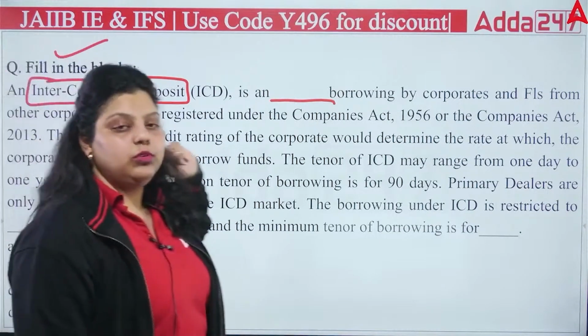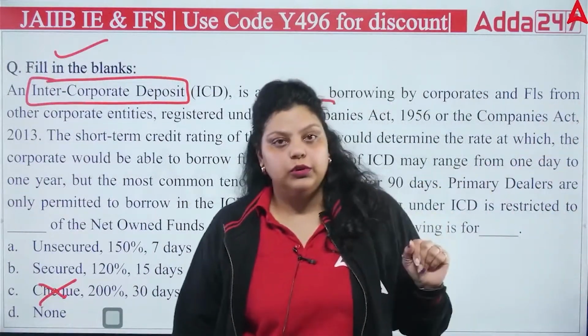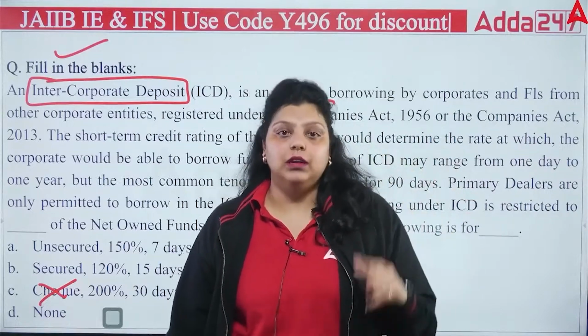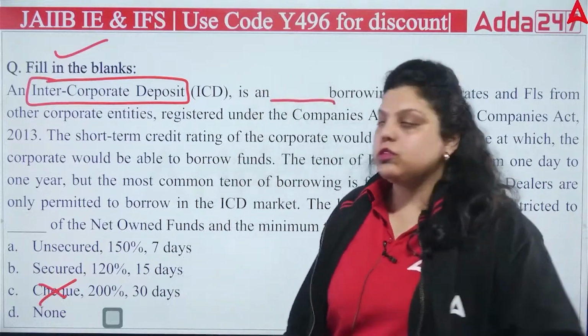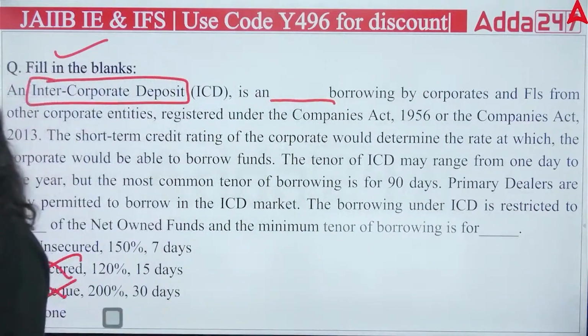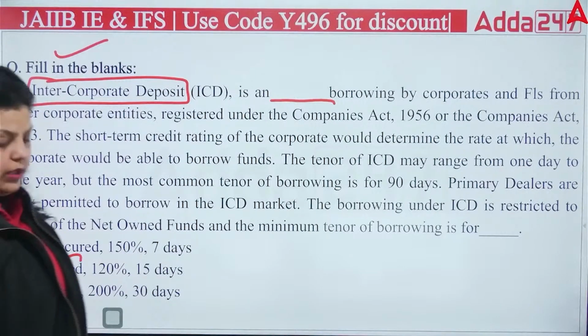Now when it comes to the ICD, it is issued by corporates for other corporates. It means corporates are giving loans to each other in this particular intercorporate deposit. And when corporates come into the picture, it always becomes what? An unsecured instrument. It simply means your intercorporate deposit is an unsecured instrument, or we can say it is an unsecured borrowing.